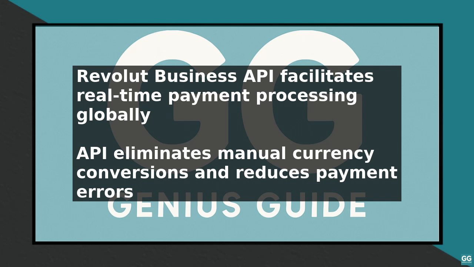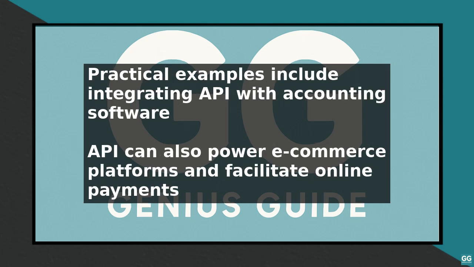Practical examples of using the Revolut Business API include integrating it with accounting software to automate expense tracking and invoicing, or using it to power e-commerce platforms and facilitate online payments. The API can also be used to build custom applications, such as expense management tools or payment gateways, that cater to specific business needs.